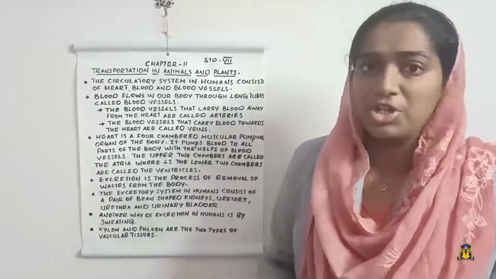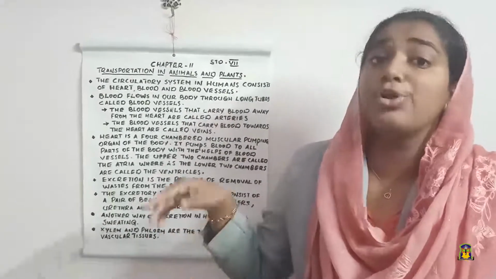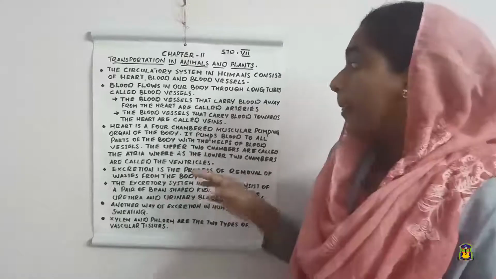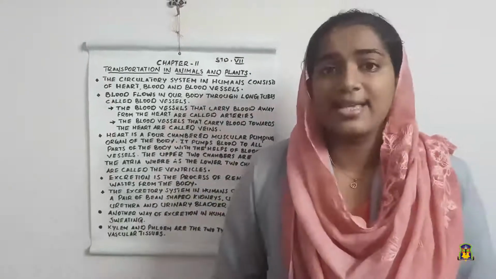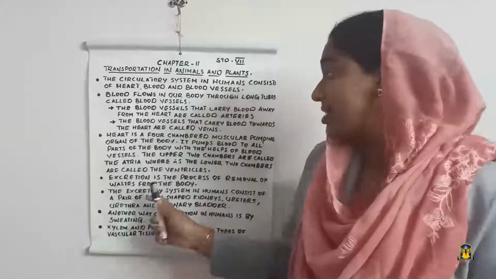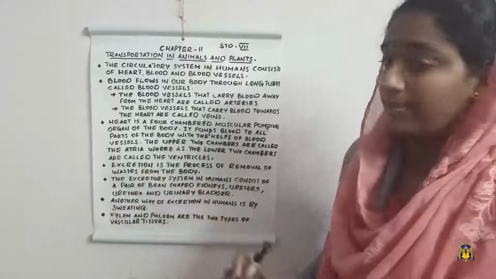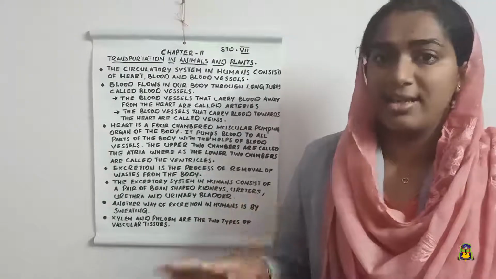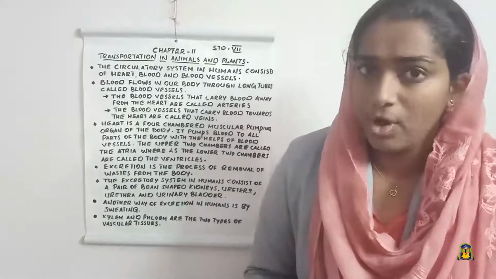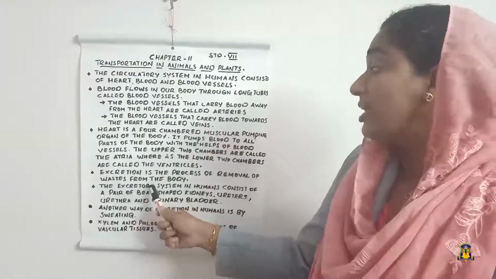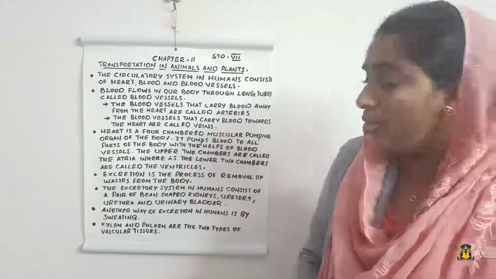So this is the function of the heart. Through the blood vessels, blood is distributed to all parts of our body. After that, we discussed excretion. What is excretion? Excretion is the process of removal of waste from the body. Our human body excretes waste in the form of sweat and urine. So we discussed the excretory system in humans. It is a well-developed system in our body.